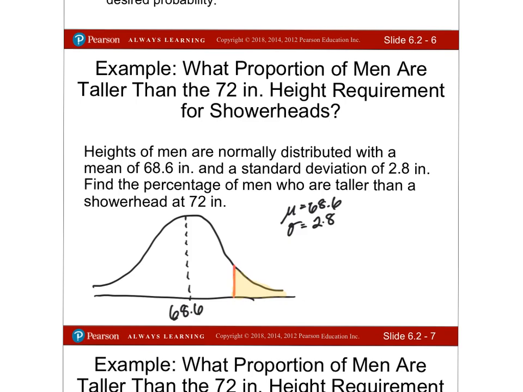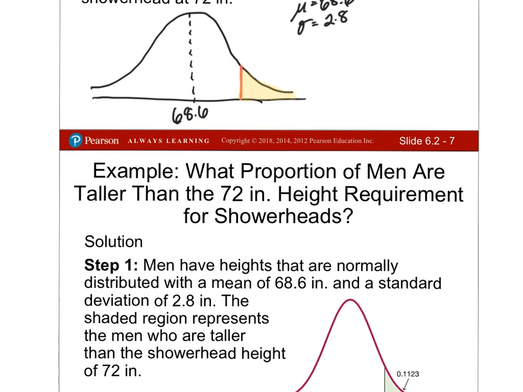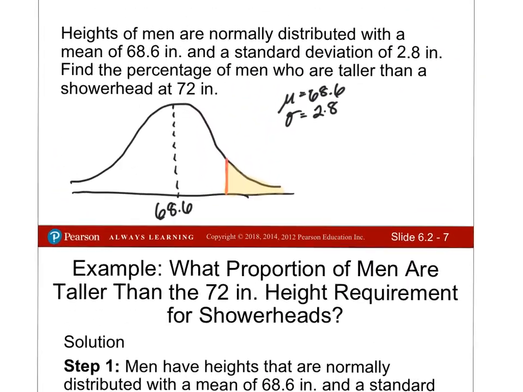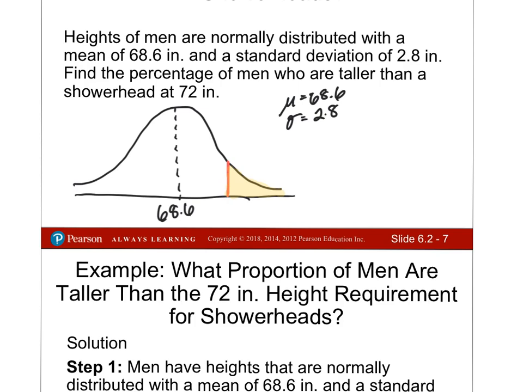And so to get that, you see the picture here. Let's just do it here in total so that you can see it all. The first thing you do is, this is not a z-score. That is 72, like we said. But we need to convert it to its z-score, right? So its z-score is 72 minus 68.6 over 2.8. And that's going to give you the z-score of that boundary.